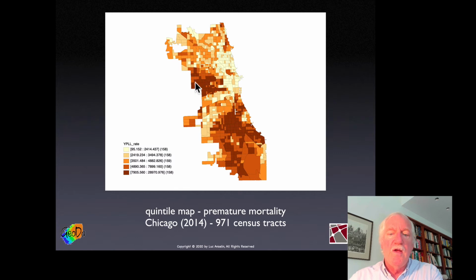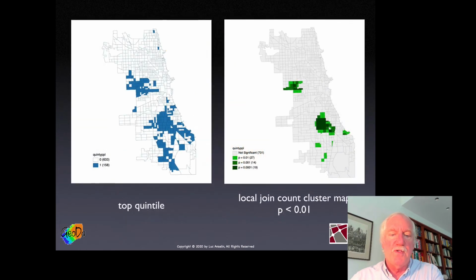Now we see this kind of dark colored group and this kind of dark colored group and then another group down here. Our question is, to what extent is this grouping likely under spatial randomness, or is so different that it warrants further investigation? And so here's the result. This is the top quintile. We have our 158 observations. The rest we don't care about.